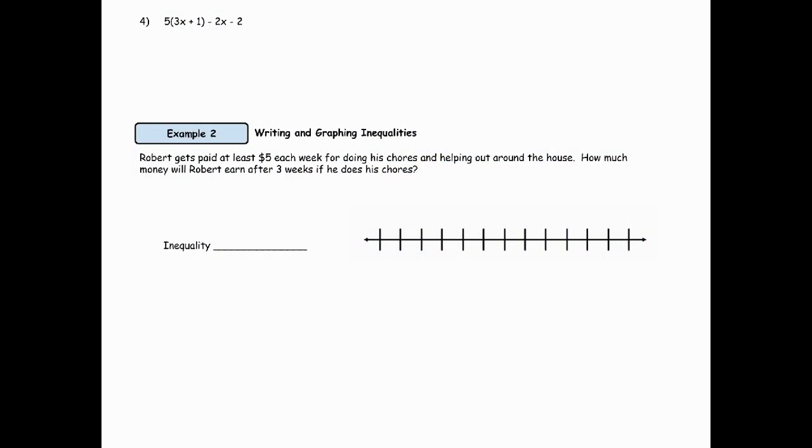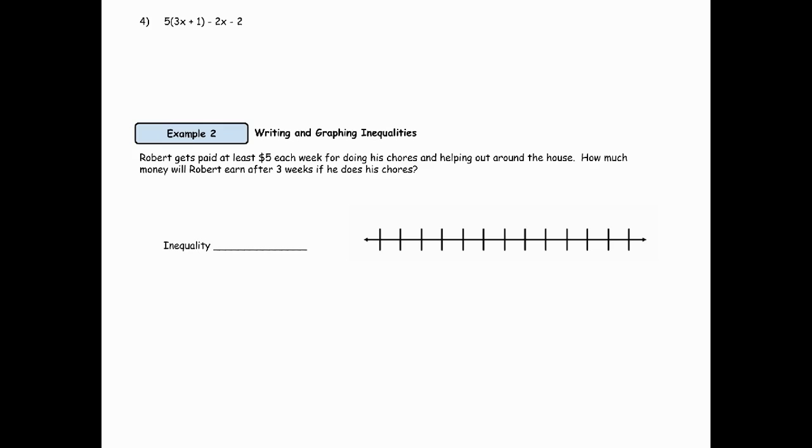Example number 2, writing and graphing inequalities. The situation says Robert gets paid at least $5 each week for doing his chores and helping out around the house. How much money will Robert earn after 3 weeks if he does his chores? Let's go ahead and identify some key ideas here.